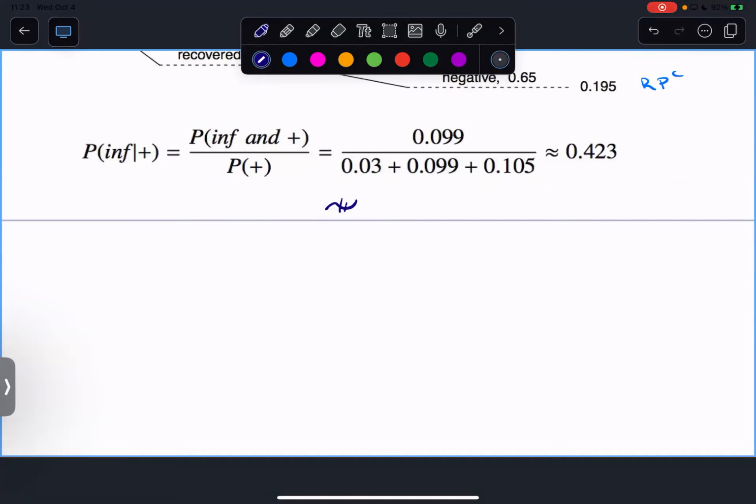But it also helps guide you. Okay, these are conditional probabilities. I'm going to need a tree diagram.